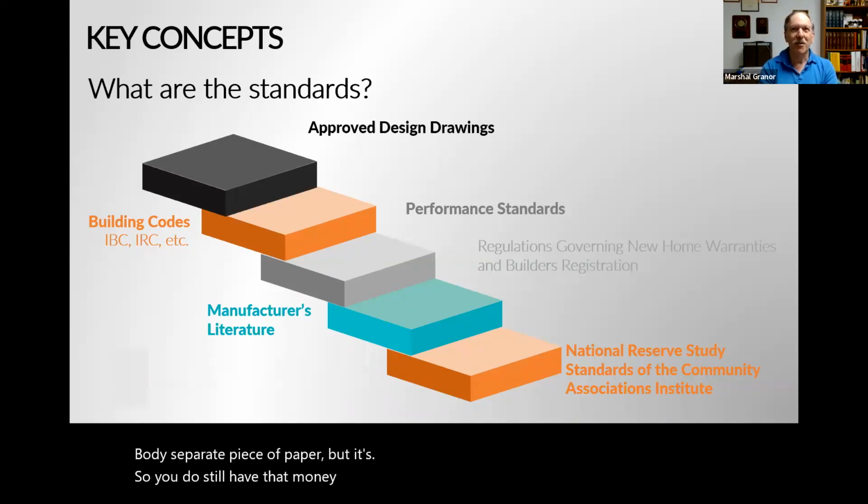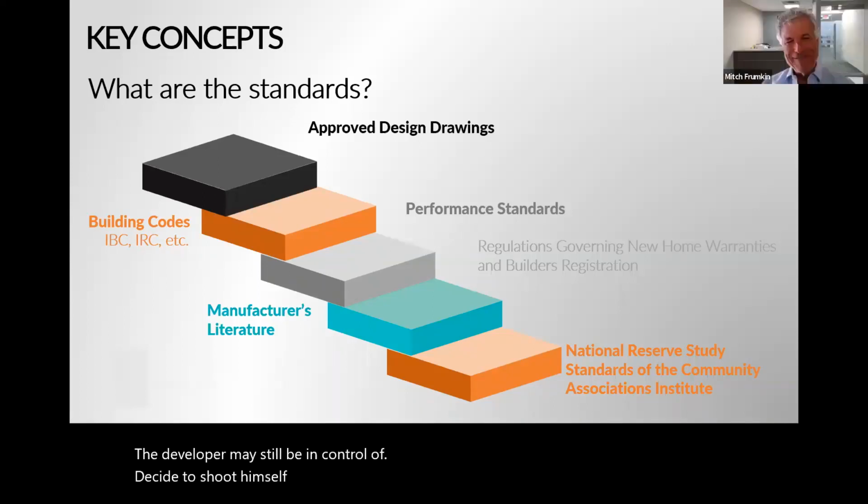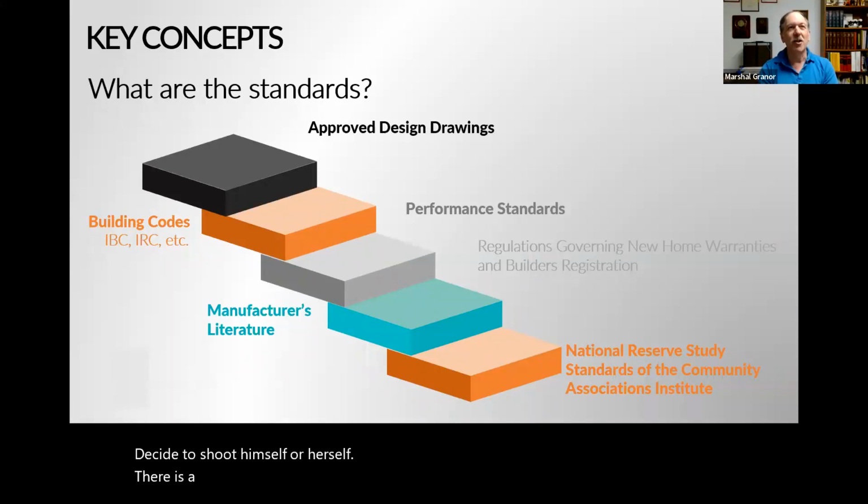The problem is that the developer may still be in control of the association when the problem arises and may not decide to sue himself or herself. So there's a time limit. The law was changed so that the association has a certain amount of time, I don't remember the exact time frame, after they take control of the association to bring an action for warranty, so you don't have the problem of the developers in control, and they run out the statute of limitations. But it is a statutory requirement in Pennsylvania as well.